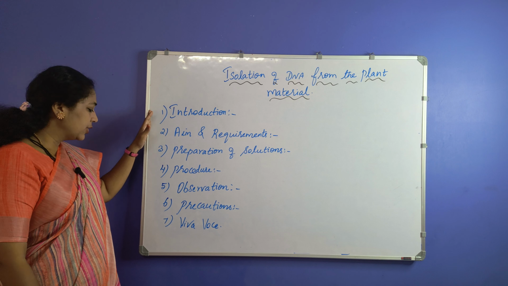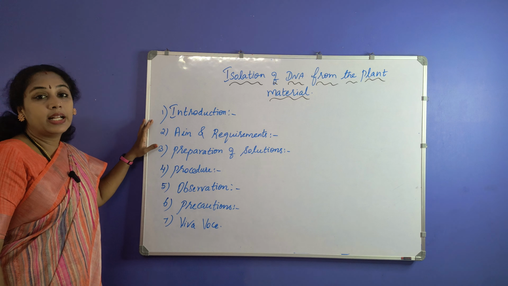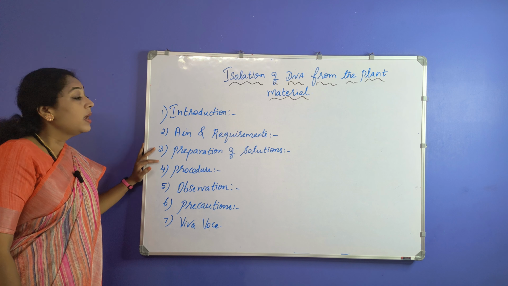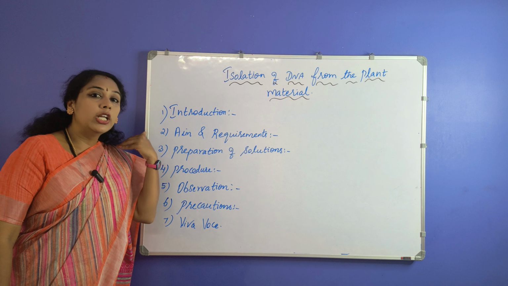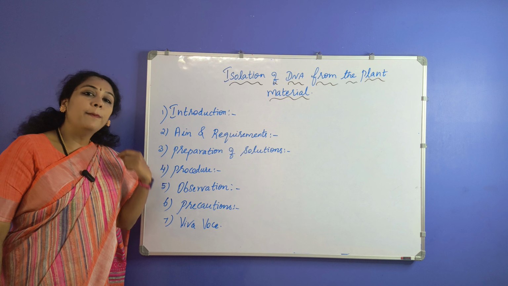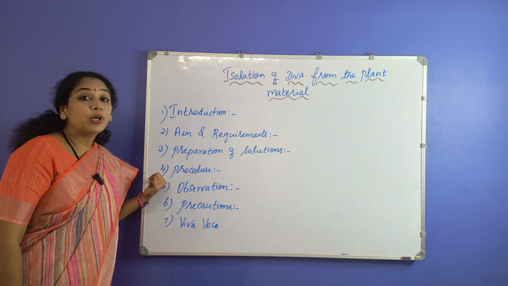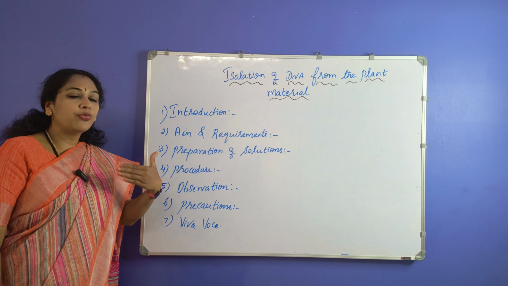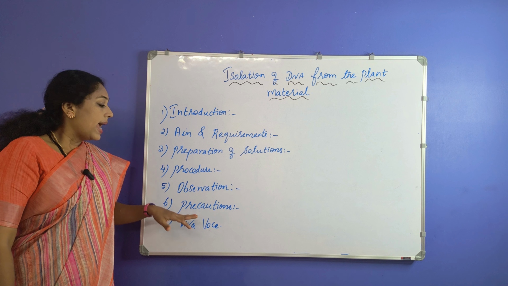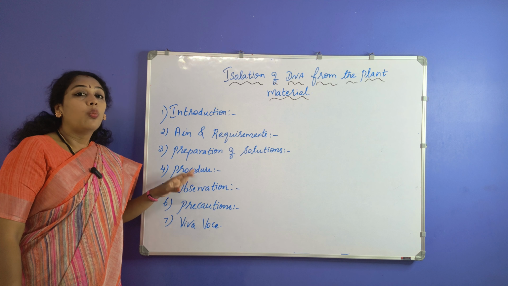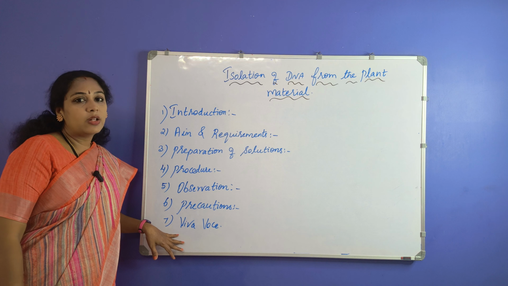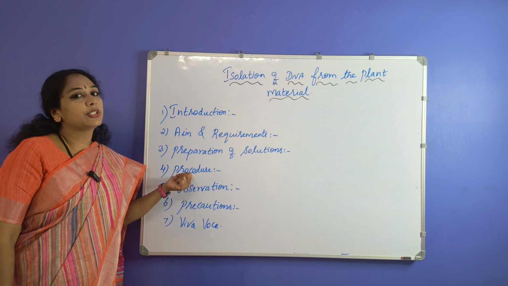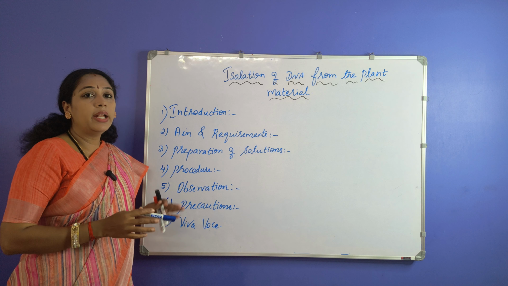So this video comprises 7 different sections that include the introduction of the experiment, aim and materials required, preparation of solution, what are the solutions required and what is the composition of the solution, and then the procedure, how you do the experiment, and observation, what you get out of the experiment, the end result, and what are the precautions to be followed while doing the experiment, and finally the viva questions, the possible viva questions that can be asked in this experiment. The first section is the introduction.